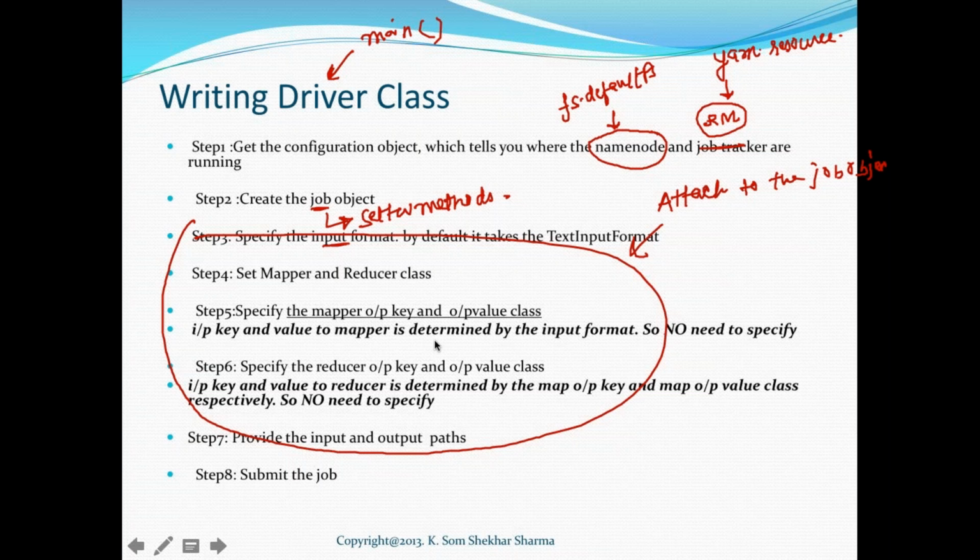Then finally, what all things are you going to provide? Which class is going to act as the mapper class, which class is going to act as the reducer class. Then you specify the output key class and output value class from your mapper, and the reducer output key class and value class. That means the key type and the value type you are going to emit from the reducer.